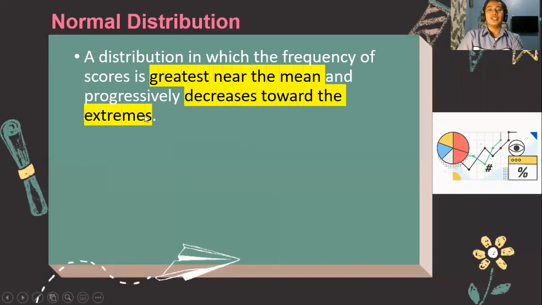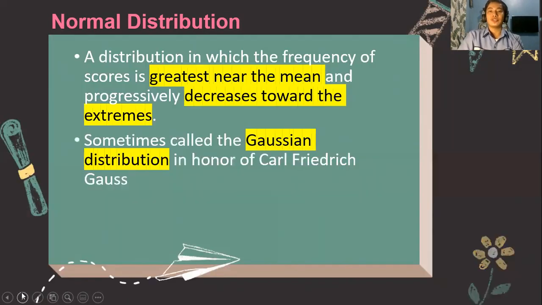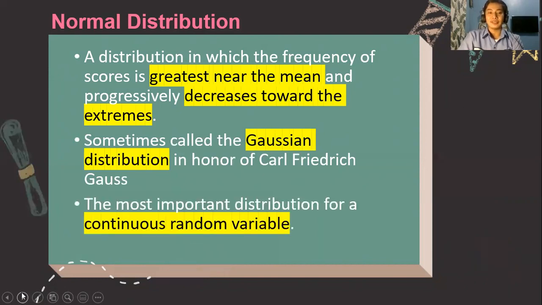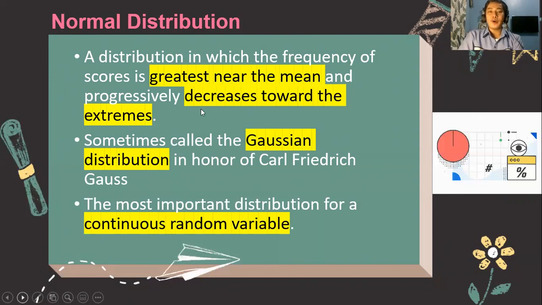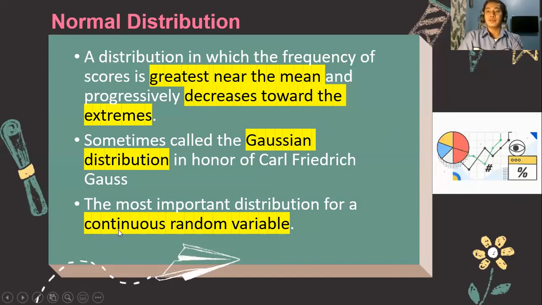A normal distribution is a distribution in which the frequency of the scores are greatest near the mean. So it means on the center, that is greatest, and progressively decreases towards the extreme. It is sometimes called the Gaussian distribution, in honor of one of the famous statisticians, Carl Friedrich Gauss. And out of all the types of distribution, the normal distribution has the most important contribution or application in the real world. Sometimes it is also referred to as a continuous probability distribution.